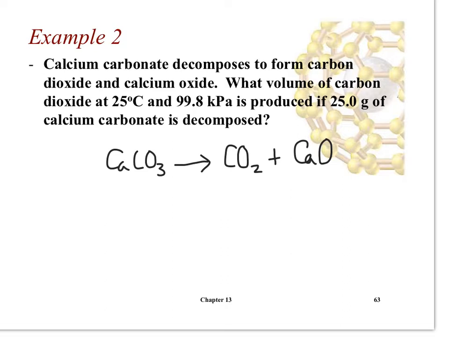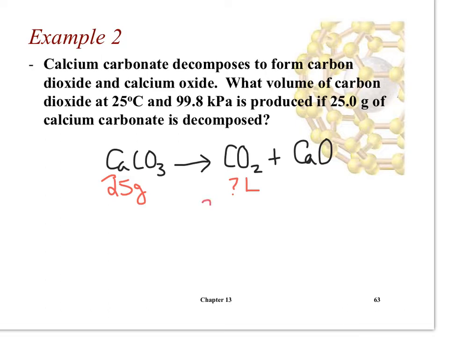I'm going to write down what I have. It's asking what volume of carbon dioxide, and it's giving me 25 grams of calcium carbonate. I also have a temperature and a pressure. Now if you look again, calcium carbonate and calcium oxide are both ionic, so they're going to be solid at room temperature. So my temperature and pressure are only relevant to my carbon dioxide. So I'm going to write them down under carbon dioxide.